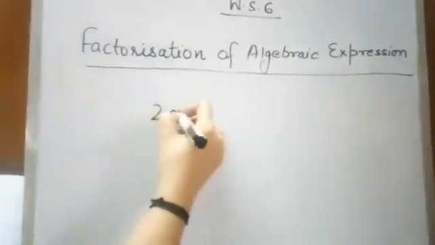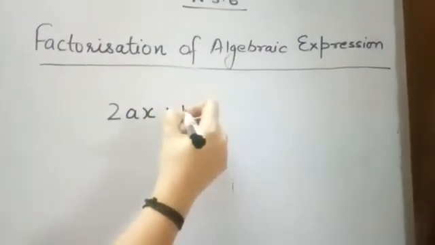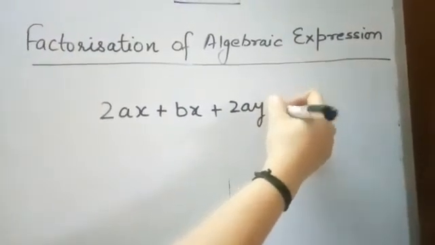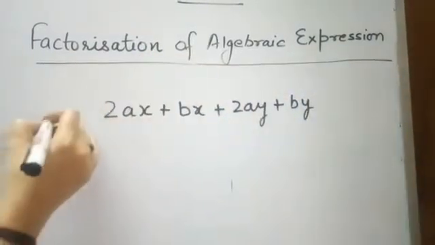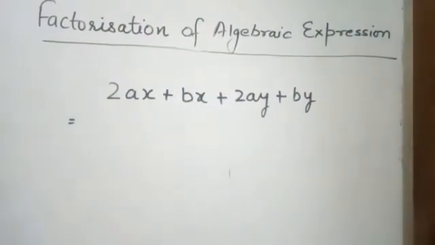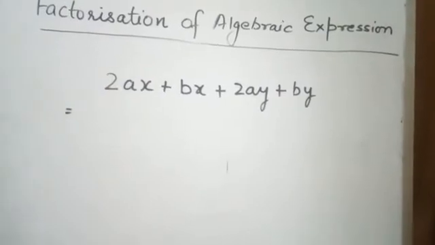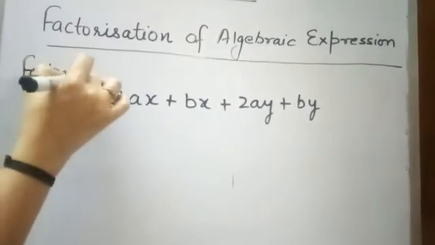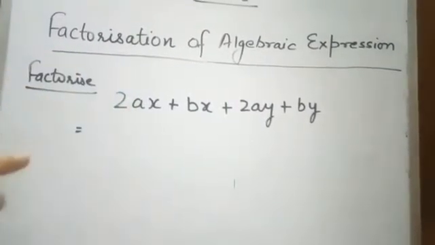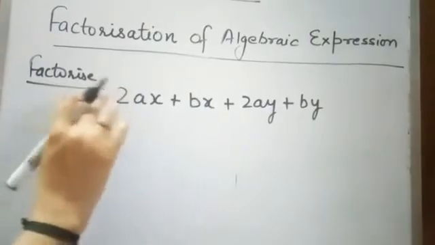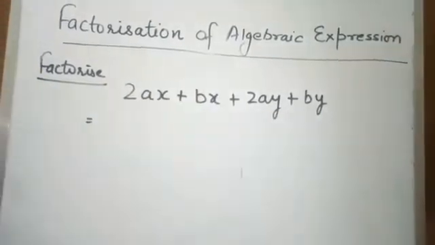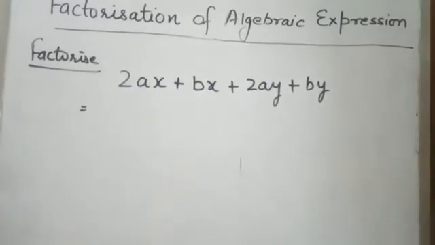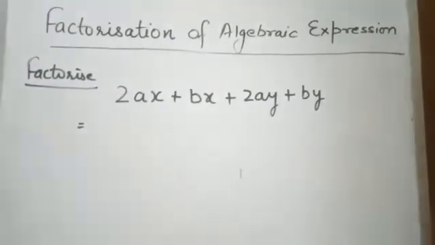Like one example I am taking here, 2ax plus bx plus 2ay plus by. Now we have four terms in this algebraic expression, and the question is to factorize it. Which method am I going to tell you? Listen carefully. There is nothing common in all these terms of the algebraic expression, but we have to regroup the terms.